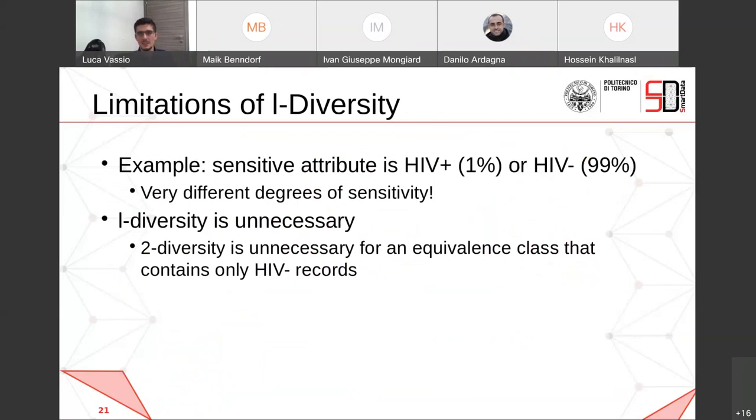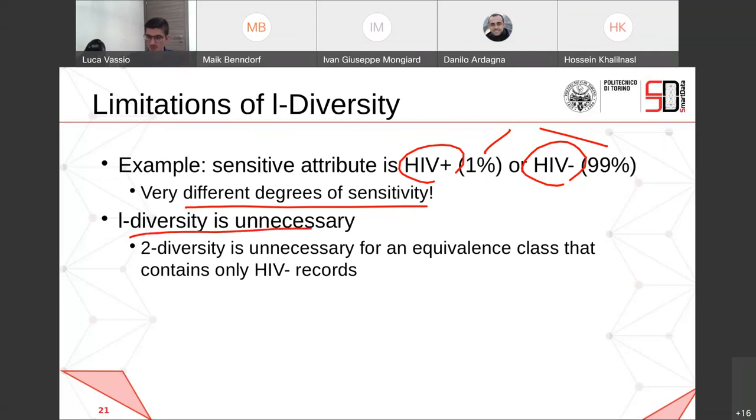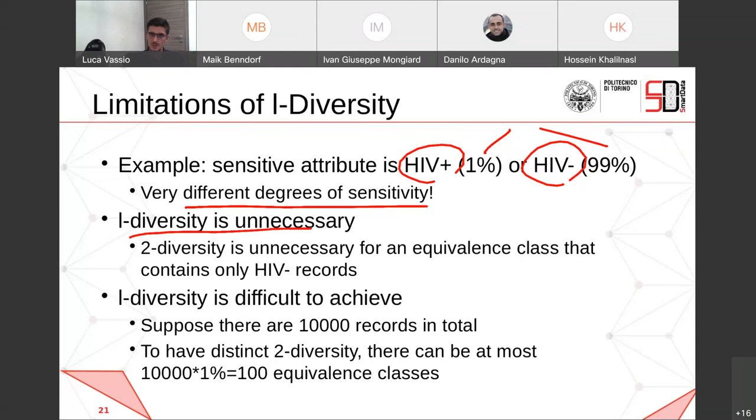So L-diversity also has some limitations, as we've seen already. The fact in this example is that HIV positive and HIV negative had a really skewed difference in distribution, but also very different degrees of sensitivity. So knowing that a person was HIV negative is not, let's say, privacy invasive, while knowing that this person is HIV positive will be really privacy invasive. And as you see, L-diversity is unnecessary in this case, because in some cases, as the previous one, if you know that everybody is HIV negative, this will not really leak a lot.